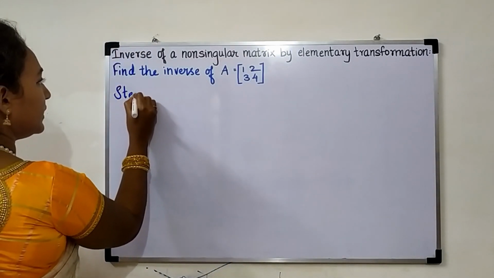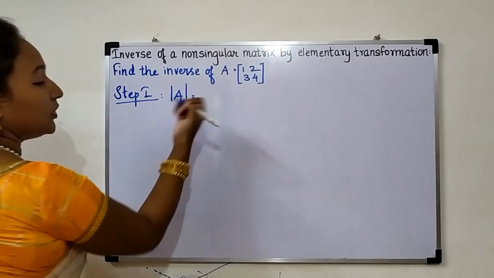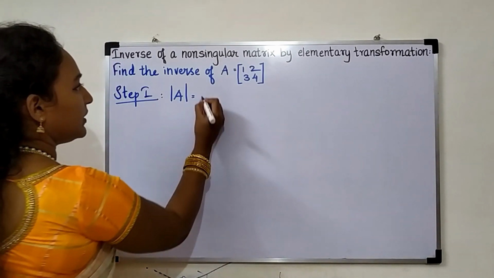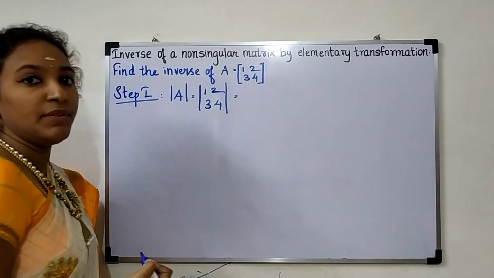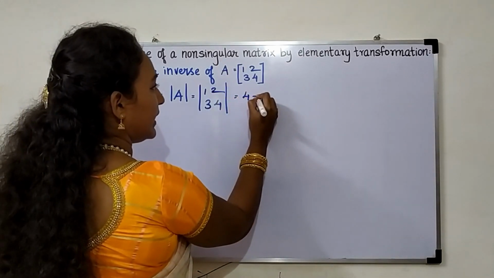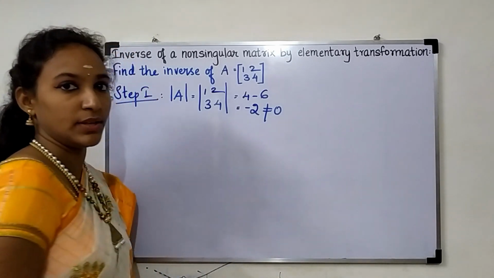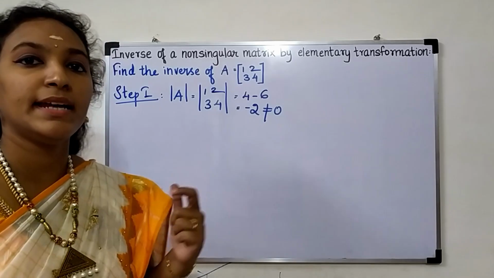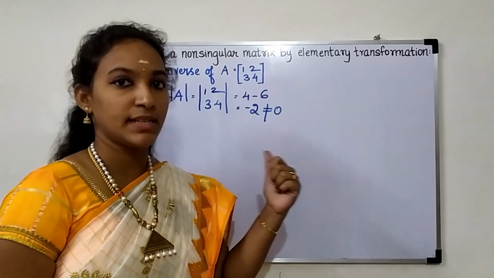So step number 1 is finding the determinant of the given matrix. Okay, so let us write 1, 2, 3, 4. Everyone knows how to find the determinant of the given matrix. Okay, 4 minus 6, which is minus 2, that is not equal to 0. Okay, the determinant of the given matrix is found to be non-singular, hence now we can proceed to step number 2, that is, the inverse exists.